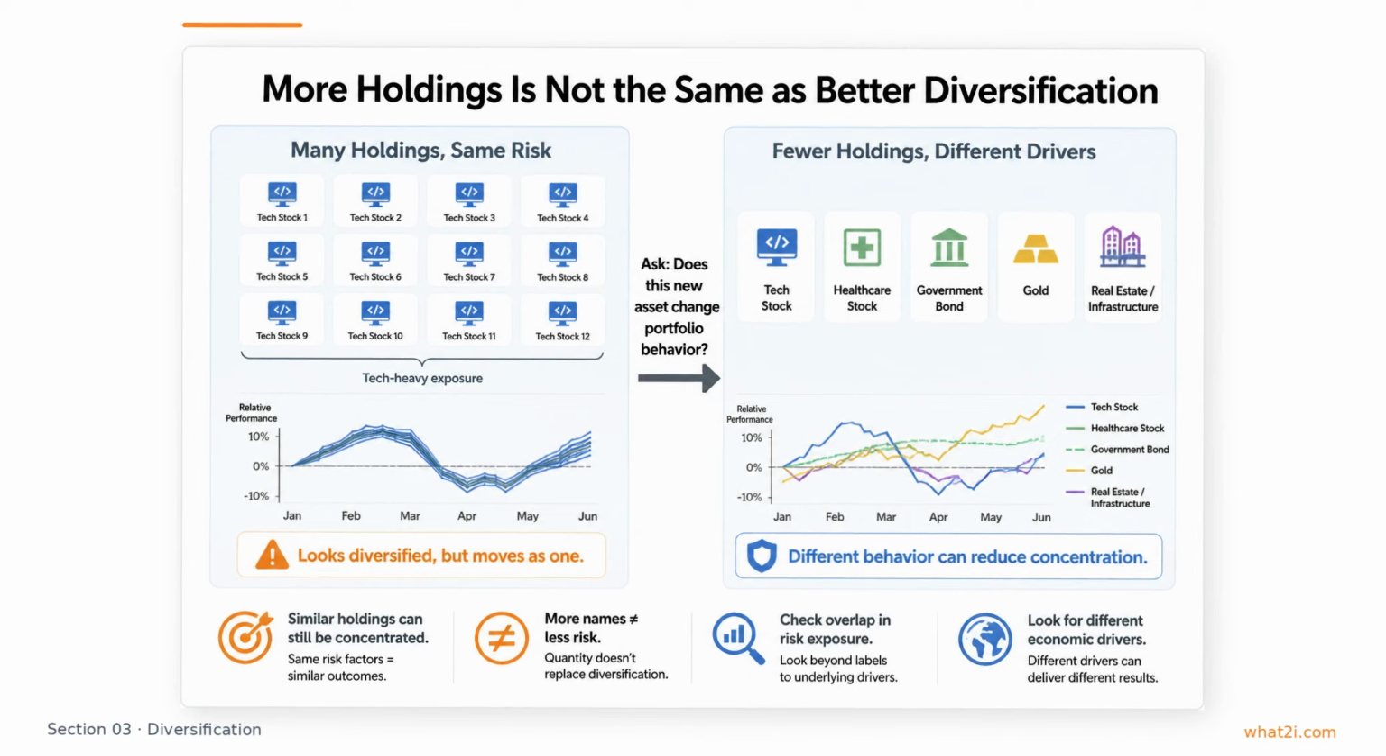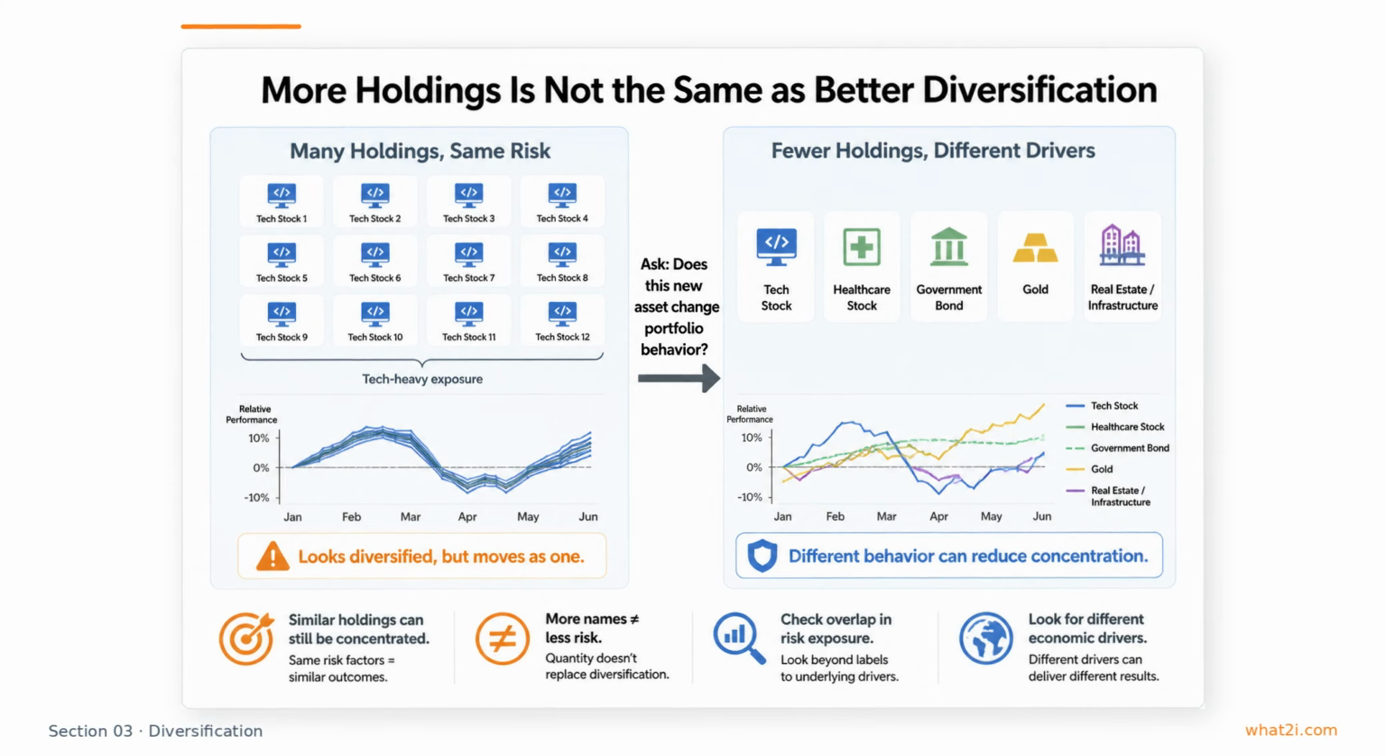You can own 20 names and still be highly concentrated if they all depend on the same risk drivers. For example, a portfolio full of similar technology companies may look diversified on the surface, but it can still move as one when that sector comes under pressure. On the other hand, a smaller set of assets with different economic drivers may create a more resilient mix. The right question is not how many holdings you have. The right question is whether a new holding changes the portfolio's behavior in a meaningful way.